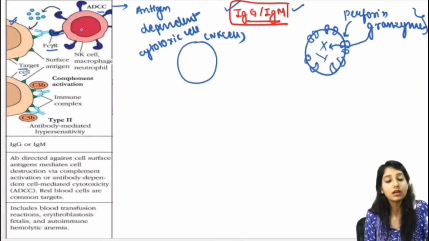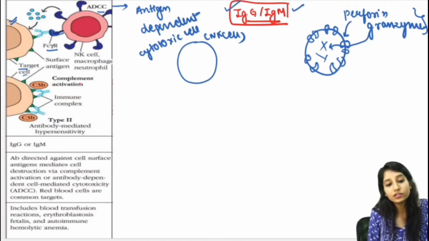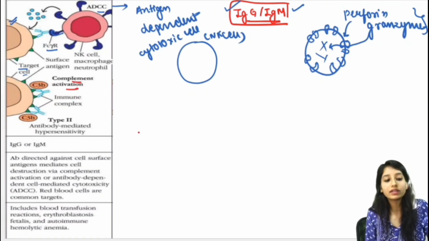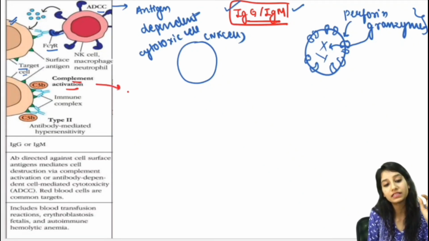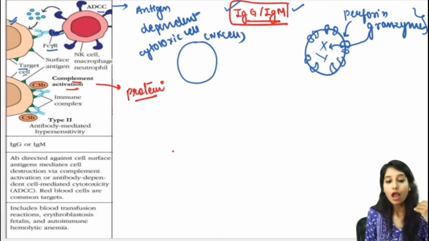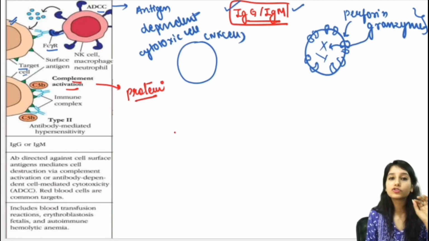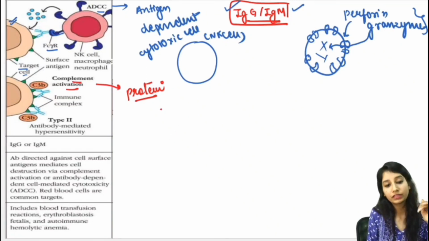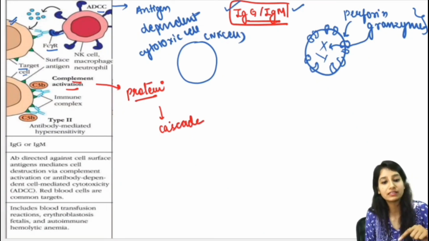This is the first method of how this hypersensitivity will work. 2 more methods are there. Second is through complement activation. What is complement activation? The complement system, or complement, is basically proteins. They are small protein molecules that can create a huge impact on your body. They will also come and bind with the antigen. Now they can also create pores on the plasma membrane. They will initiate a cascade in which complement proteins are activated one by one.